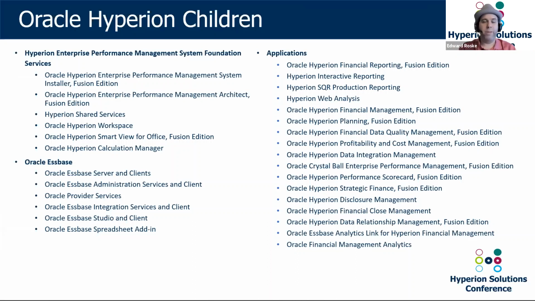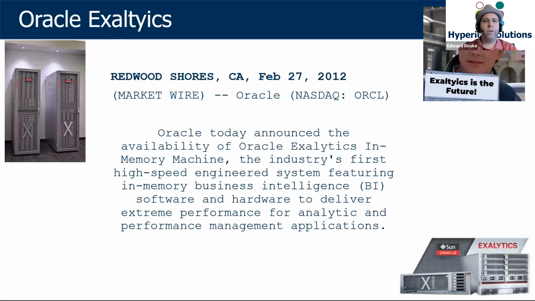until they weren't. Because in 2012, this happened. I don't know why people tend to forget about this. February 27, 2012, "Oracle today announced the availability of Oracle Exalytics in-memory machine, the industry's first high-speed engineered system featuring in-memory business intelligence software and hardware to deliver extreme performance for analytic and performance management applications." That's right, Exalytics is the future.